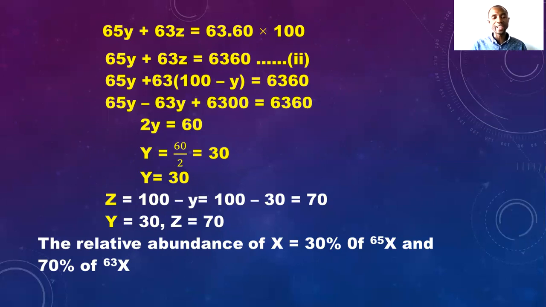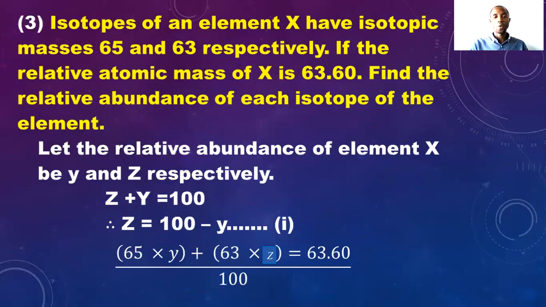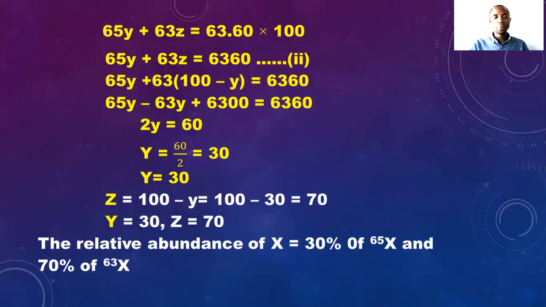Z equal to 100, which is in equation 1 we have here. Z equal to 100 minus Z minus Y. Bring it down. And when you substitute, Y now is 30. Substitute, you're going to have Z as a percentage of 70.